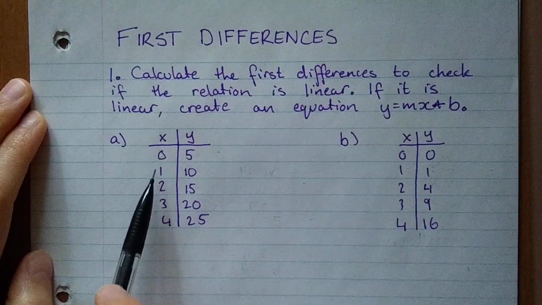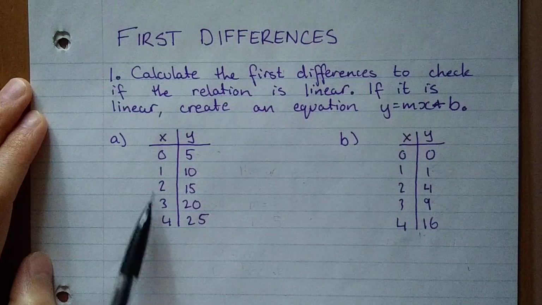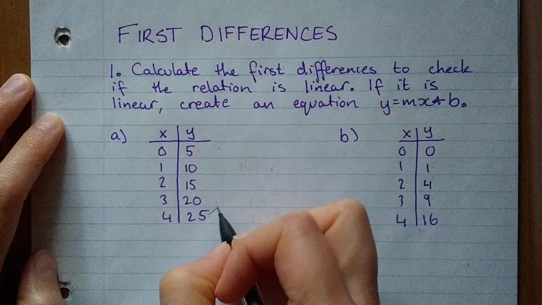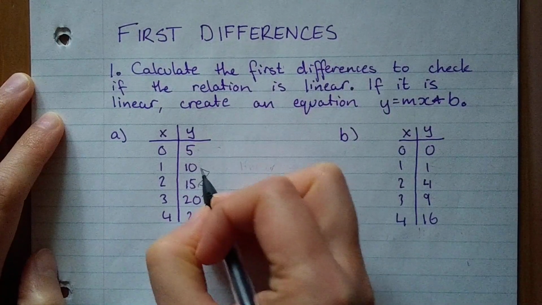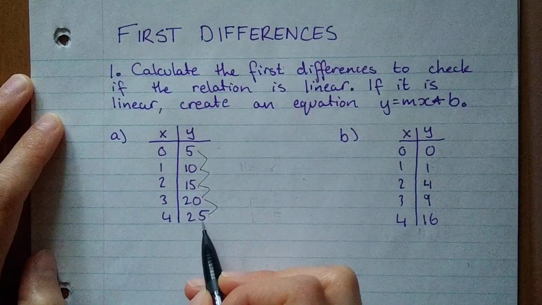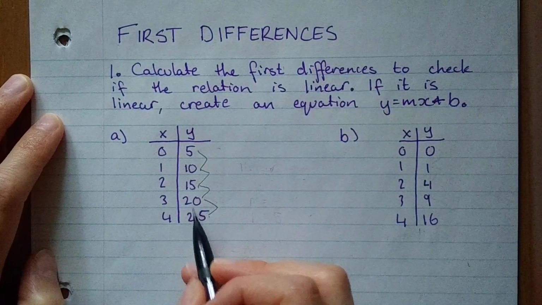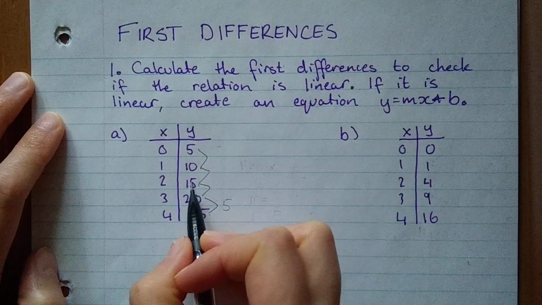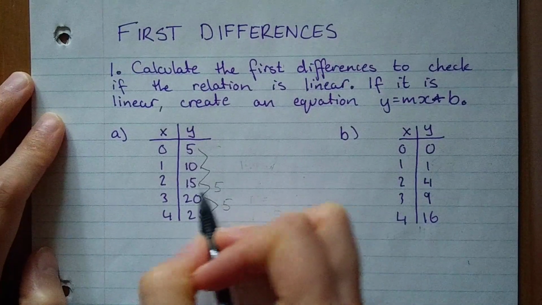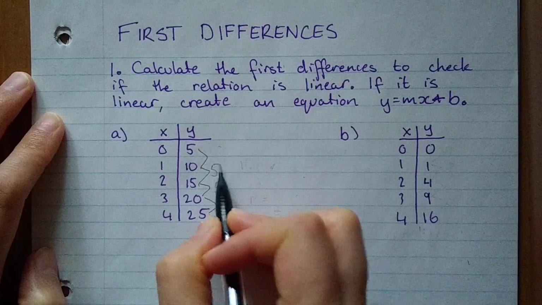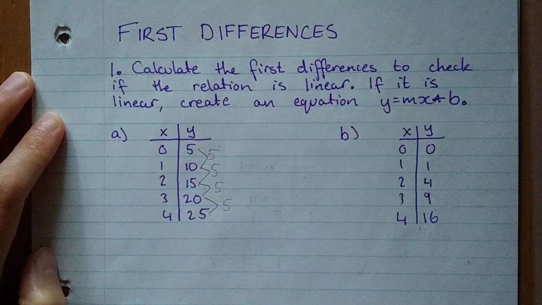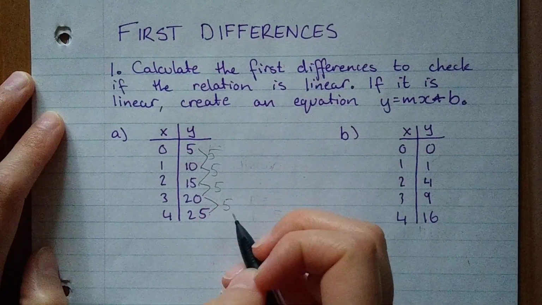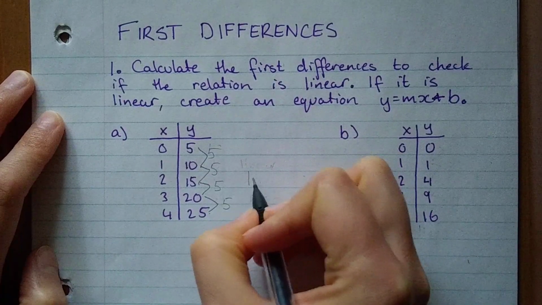If the numbers in your x column are going up by the same increment, so here they're going up by ones, 1, 2, 3, 4, then you can do something with the y values called calculating first differences. You take the number at the bottom of the table and subtract the one above it. So 25 minus 20 is 5. Then 20 minus 15 is also 5. 15 minus 10 is 5, and 10 minus 5 is 5. These are called your first differences. If your first differences are all the same, then this is linear.